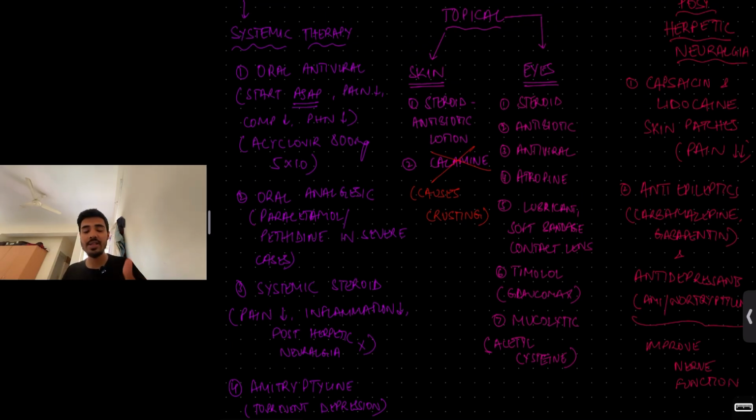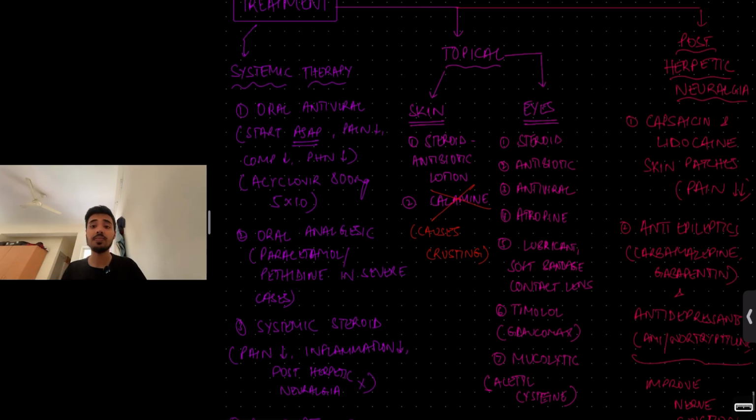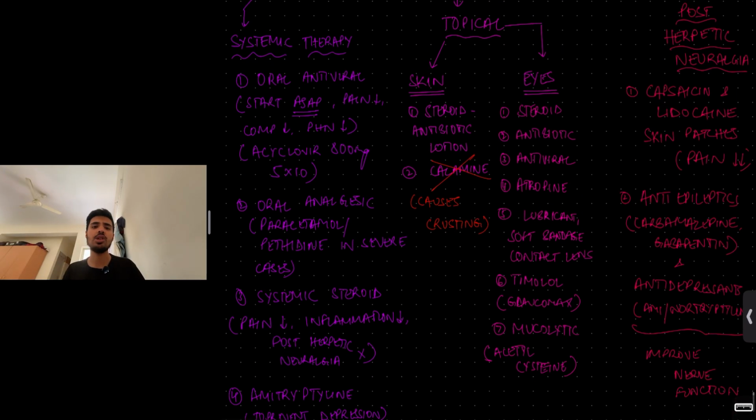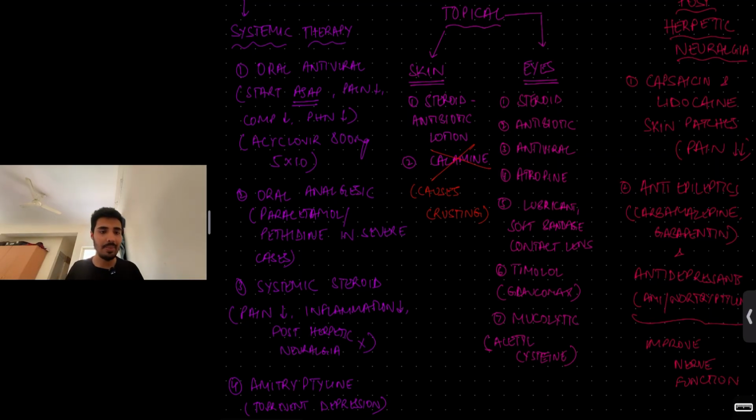Capsaicin and lidocaine skin patches to reduce the pain, and antidepressants and anti-epileptics to improve the nerve function. So that is about the treatment of herpes zoster ophthalmicus. So systemic therapy and topical therapy and treatment of post-herpetic neuralgia.